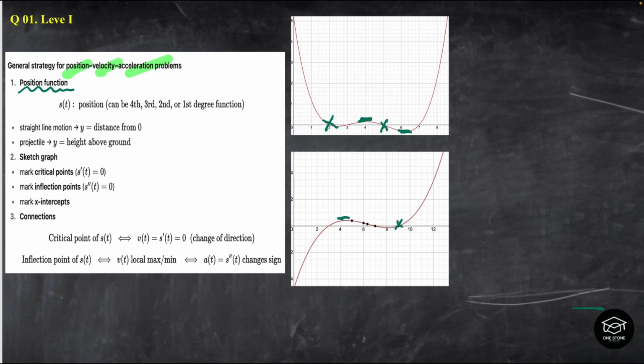Third, remember the connections. A critical point of the position function means velocity changes sign, so direction changes. An inflection point of the position function lines up with a maximum or minimum of velocity, and that's also where acceleration changes sign.